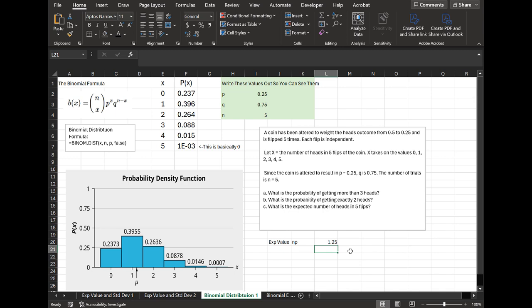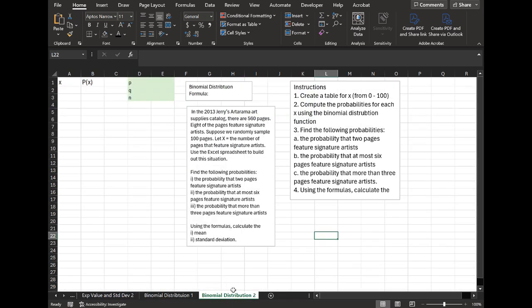Okay, so this is the idea, and now what we're going to do is build one from scratch on the next tab, binomial distribution 2. There are a few other questions on the slide if you're using my slides, and I've just gone to the part that has to do with making a table. This is an interesting one, actually. This shows the power of Excel, so I like this.